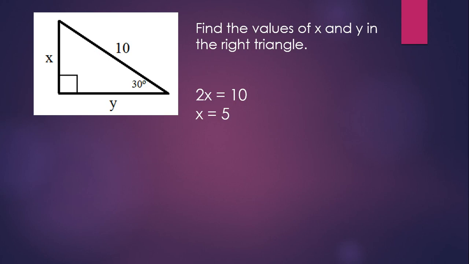There's also a relationship between the length of the shortest side and the length of the other leg of the triangle, between the x and the y in this case. And that relationship is that if we take the length of the shortest side and we multiply it times the square root of 3, we get the length of the longer leg. So the x times the square root of 3 would have to equal y. And since we know that x is 5, we can conclude that y has to have a length of 5 times the square root of 3 units.